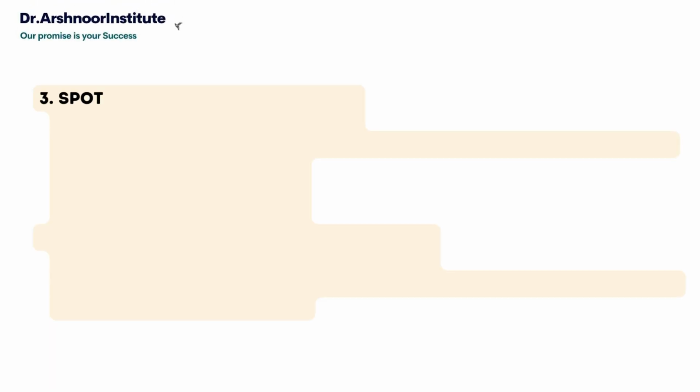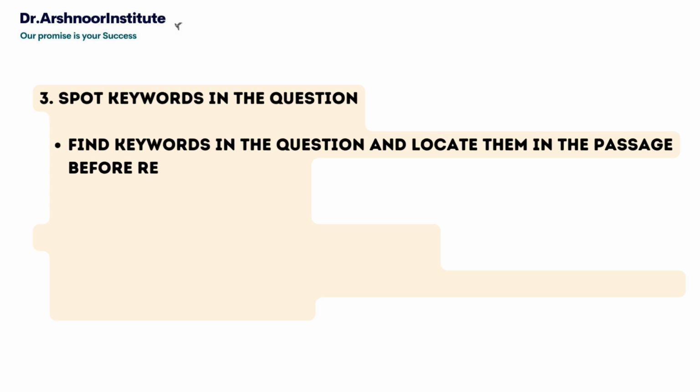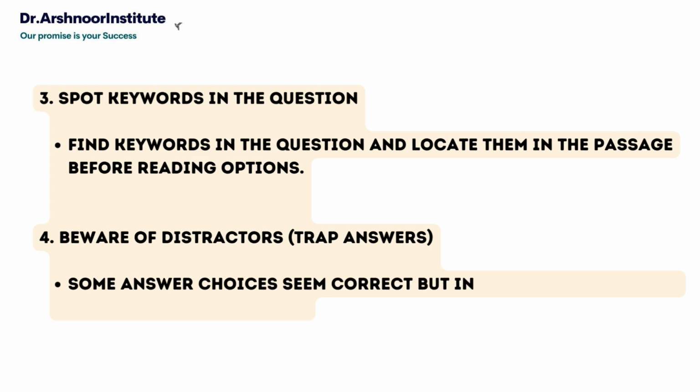Third, spot keywords in the questions. So first of all, you should spot the keywords in the questions to understand what is asked. Find keywords in the question and locate them in the passage before reading options.